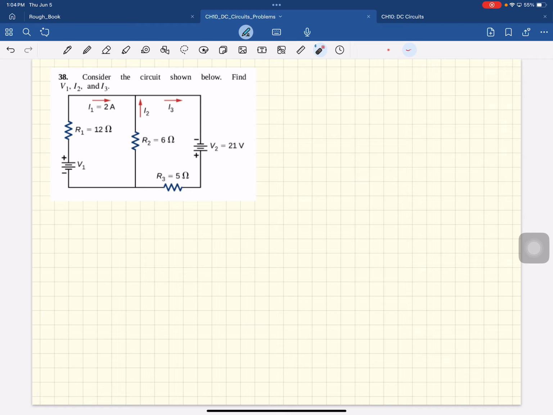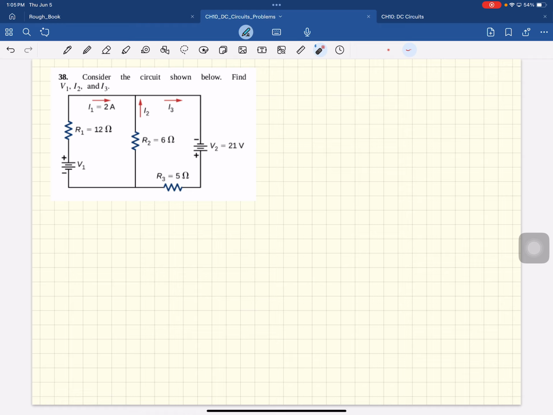Okay, so here's a problem where we need Kirchhoff's rule. Here is a source in one loop, and here is a source in another loop. So how many unknowns do we have? I1, I2, I3. Three unknowns. So you need three equations. What is the easiest one to use?